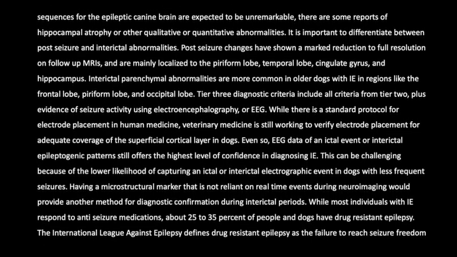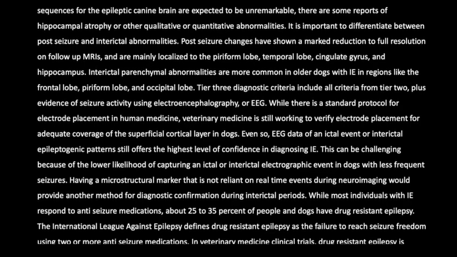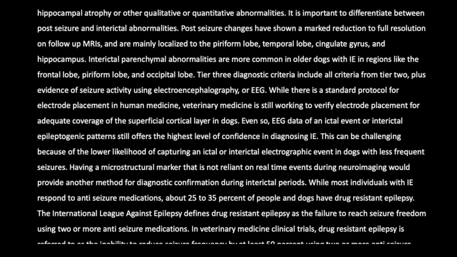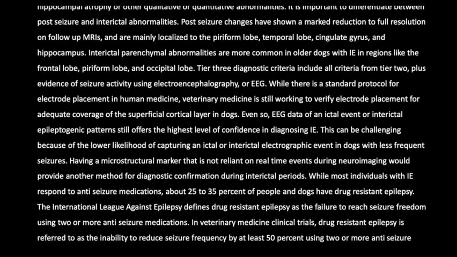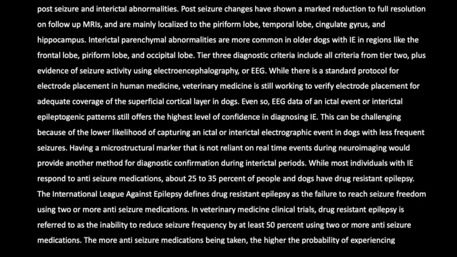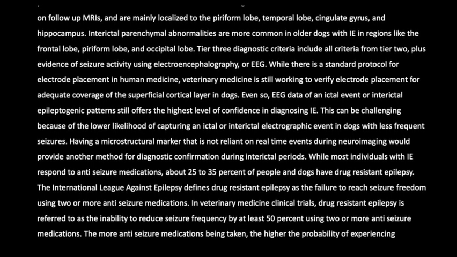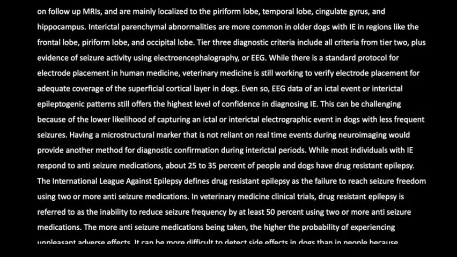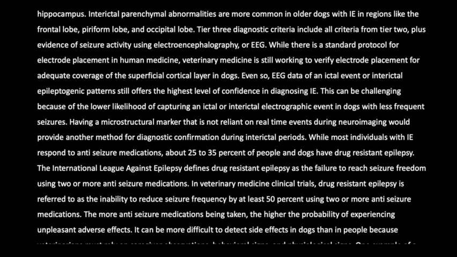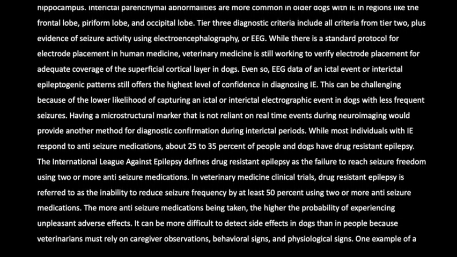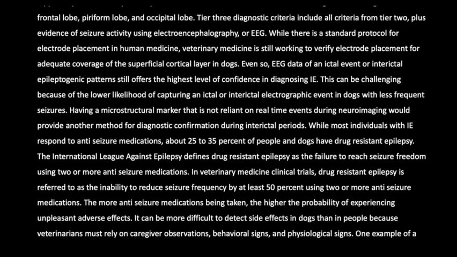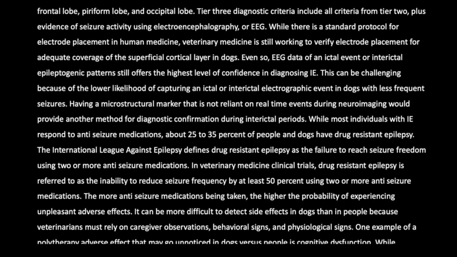Tier 3 diagnostic criteria include all criteria from Tier 2, plus evidence of seizure activity using electroencephalography, or EEG. While there is a standard protocol for electrode placement in human medicine, veterinary medicine is still working to verify electrode placement for adequate coverage of the superficial cortical layer in dogs. Even so, EEG data of an ictal event or interictal epileptogenic pattern still offers the highest level of confidence in diagnosing IE. This can be challenging because of the lower likelihood of capturing an ictal or interictal electrographic event in dogs with less frequent seizures.